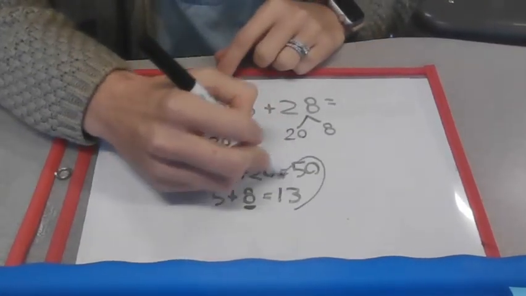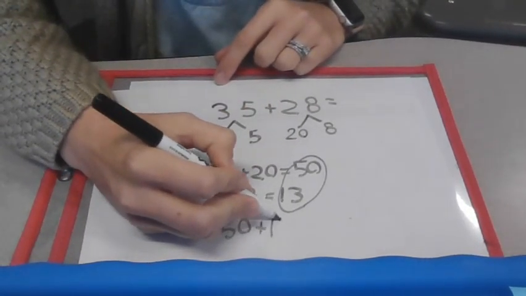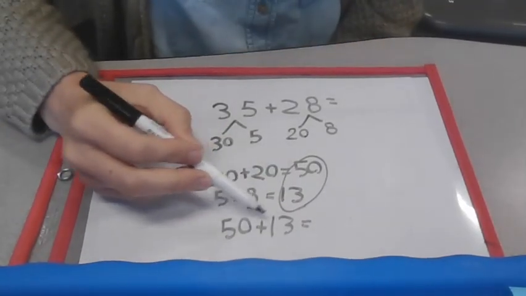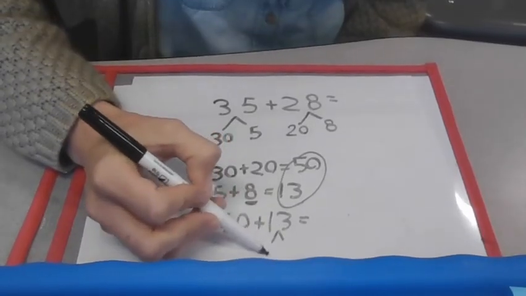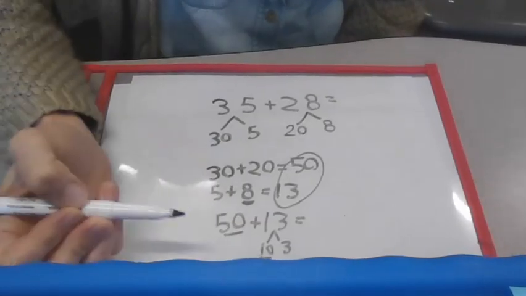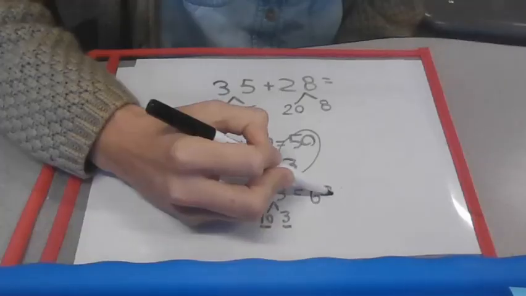Now I have to combine, just like I did with the place value blocks, my tens and my ones. Some students might off the bat know 50 plus 13, but others might need to decompose that into 10 and 3. 50 plus 10 is 60. 60 plus 3 is 63.